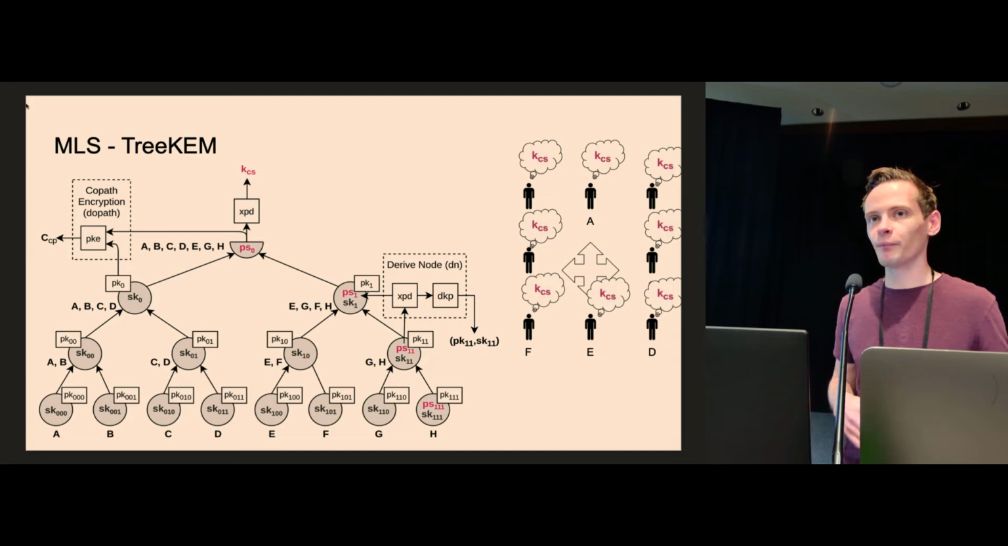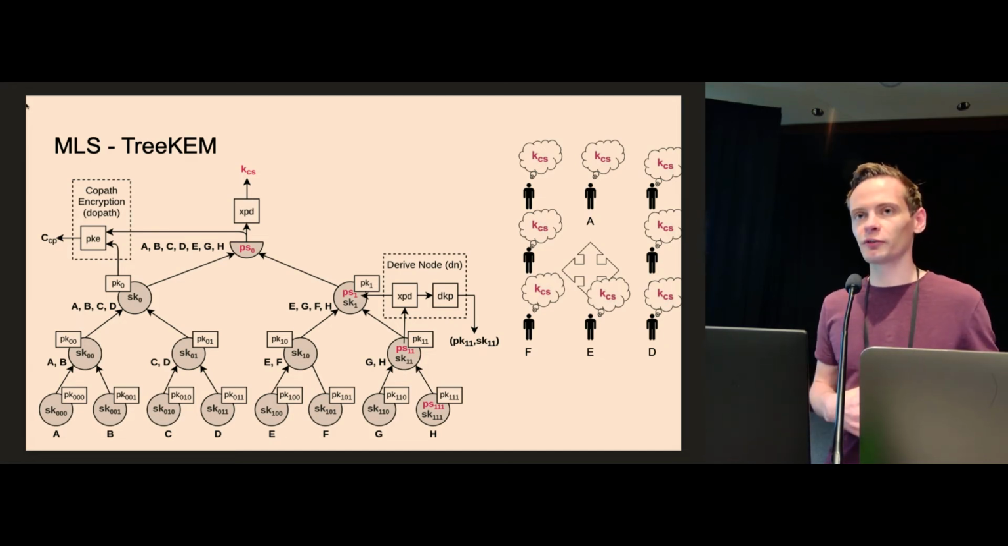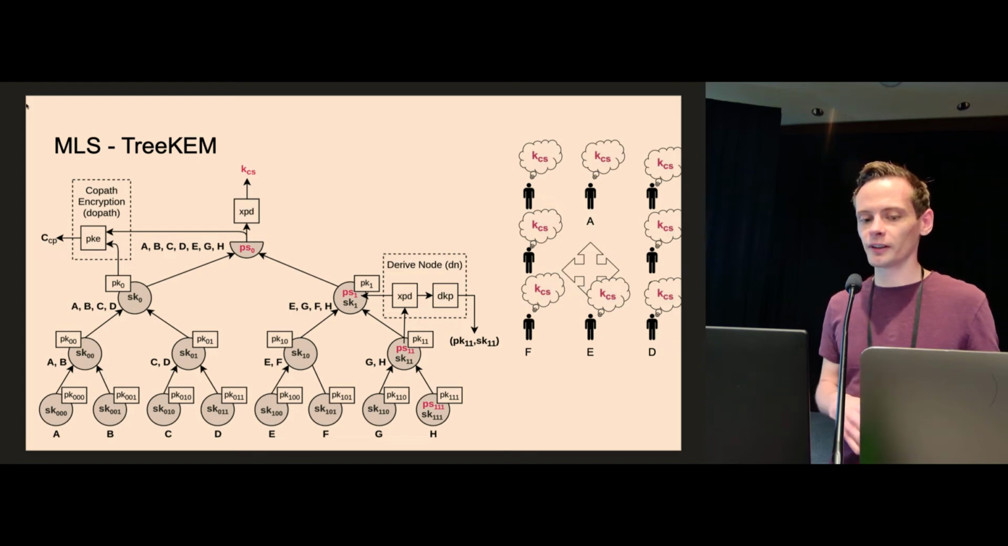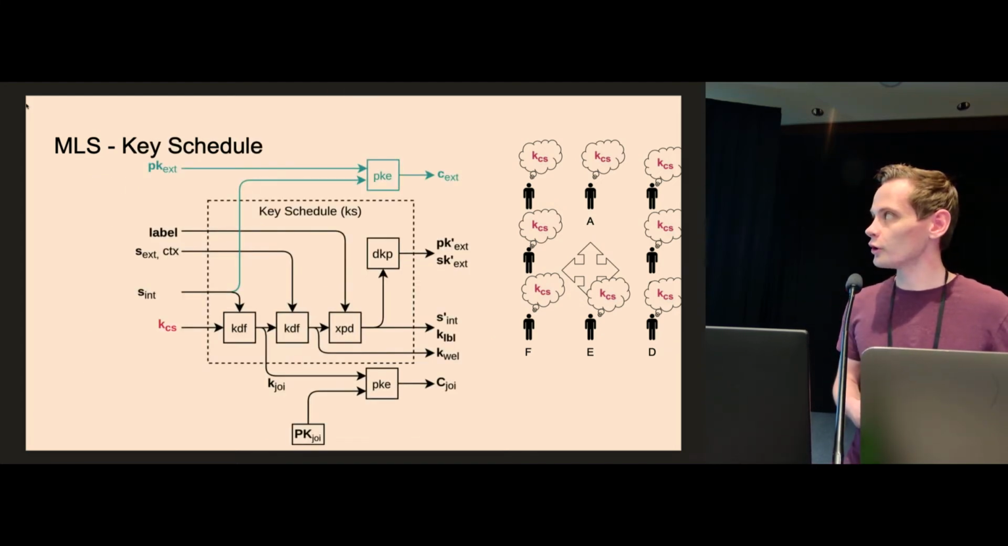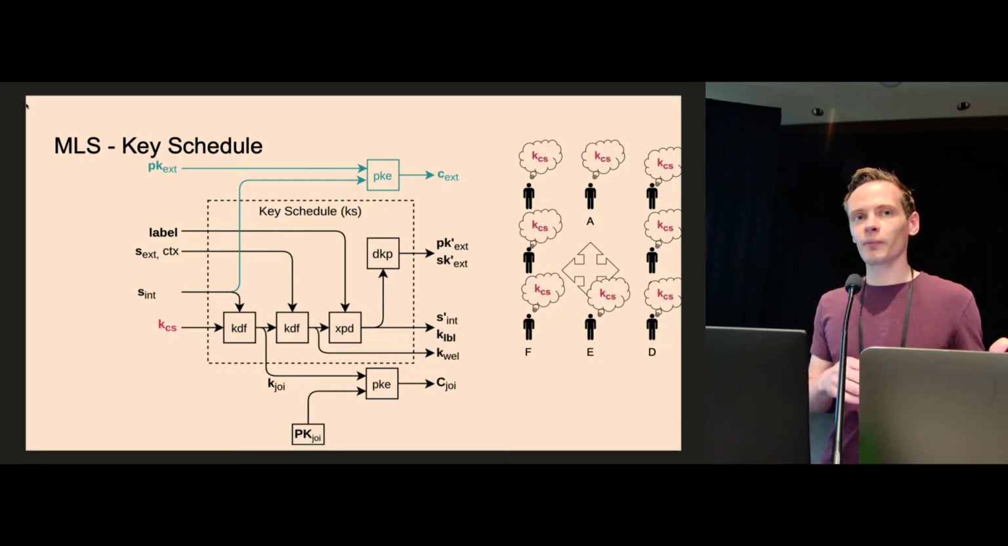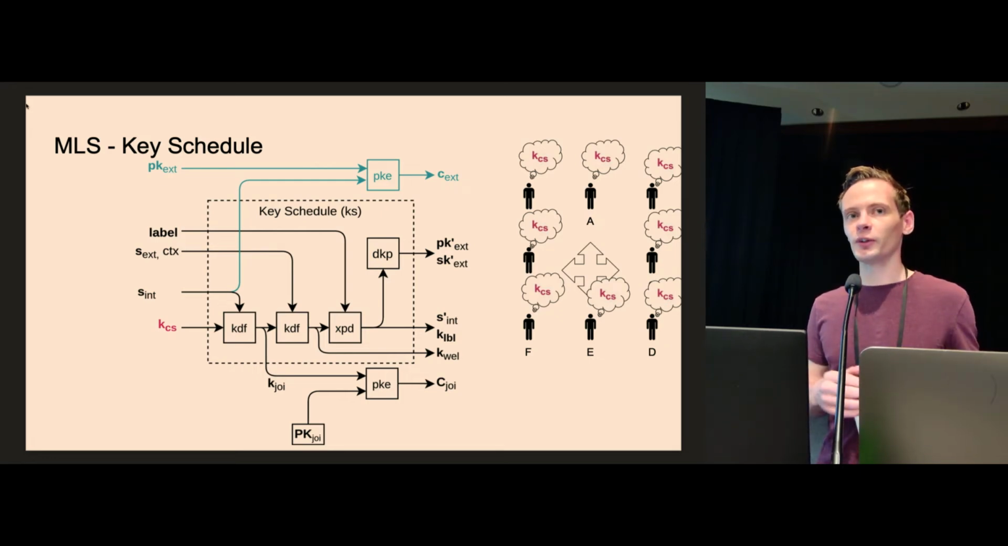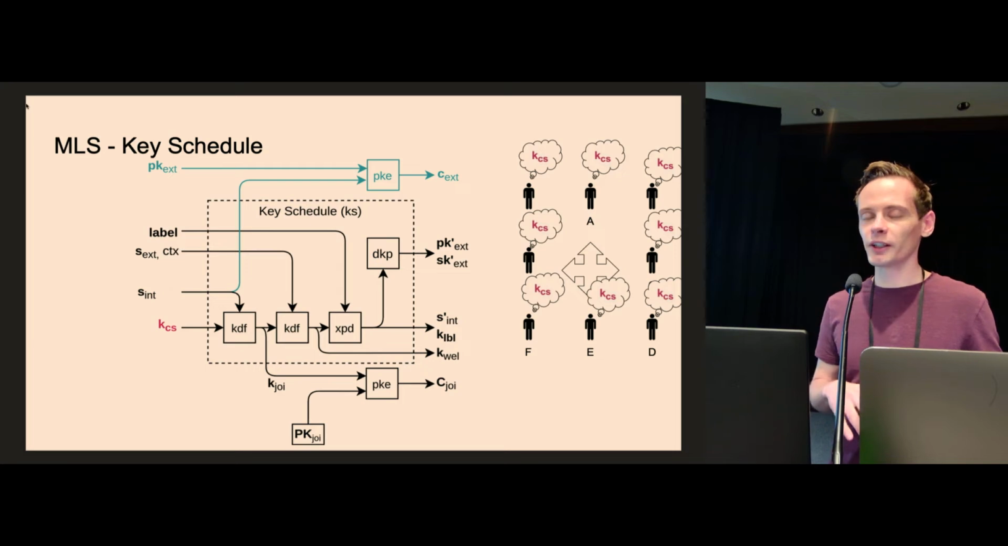By itself, TreeKEM provides rather weak security properties, in particular with respect to forward secrecy and post-compromise security. Therefore, MLS employs what's called a key schedule on top of TreeKEM. So in the key schedule, the value from the tree is combined with what we call the internal secret. This is a value that the group shares from prior iterations of the protocol. And these two values are fed into a key derivation function to combine their entropy.